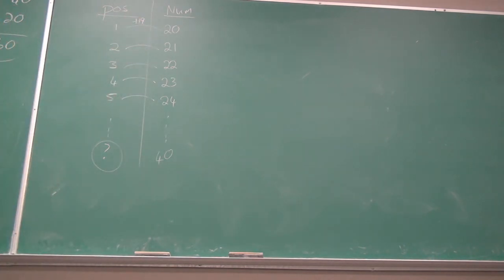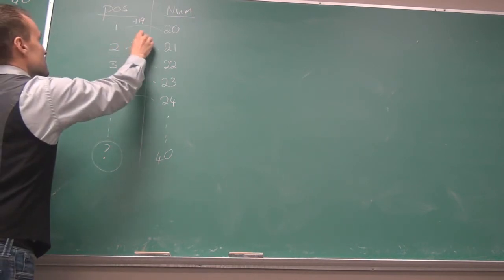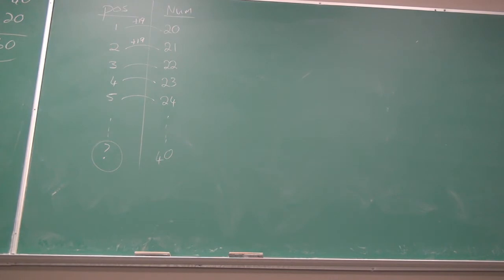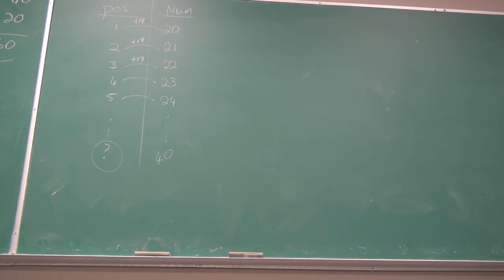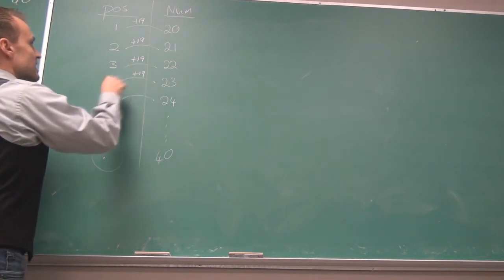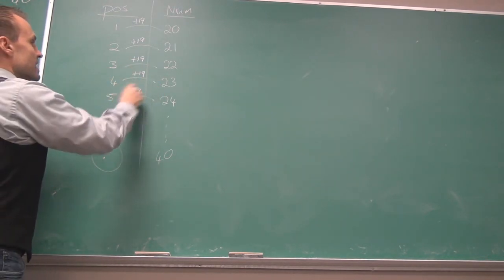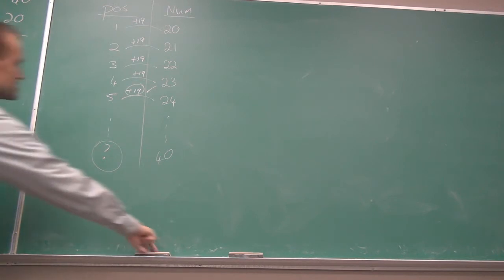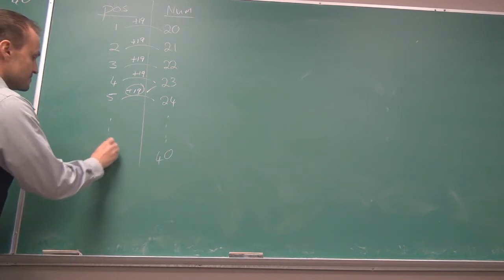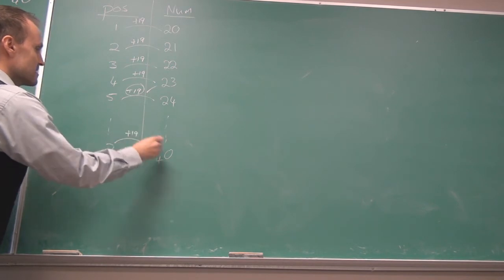Would it work getting me from 2 to 21? It does seem to work. Would it work from 3 to 22? 19. I'm looking for one pattern, right? It has to always be the same. And this adding 19 seems to always be the same. Getting from 4 to 23, getting from 5 to 24. So I think we have a winner. Adding 19 is the link between the position and the number in that position. Does everyone agree with that? So that means that whatever this question mark is, if I add 19, I have to get to 40.